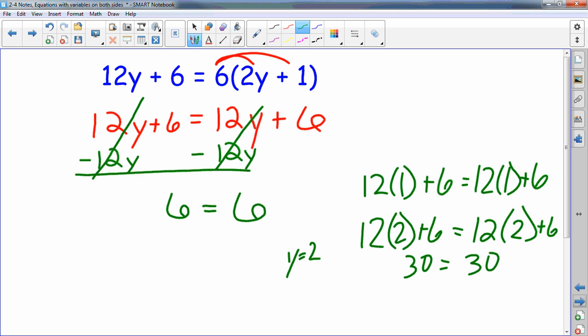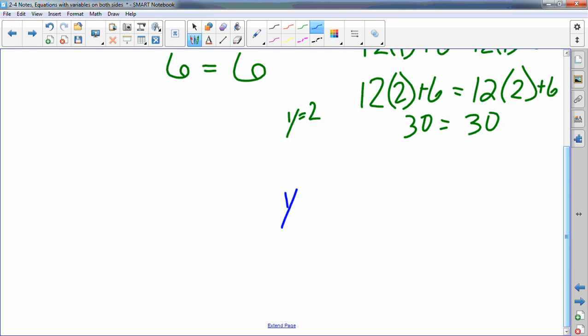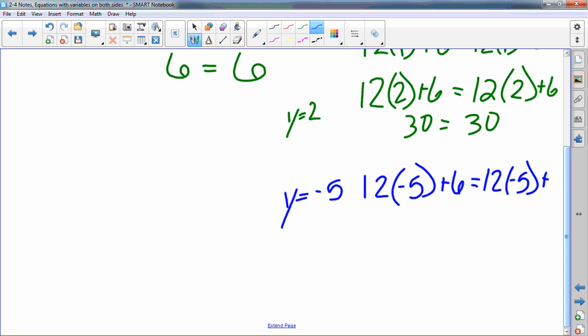So, is there a y that doesn't work here? No. Can you think of one? Are you sure? Maybe a negative. Okay, let's try a negative. So pick a negative one. -5. Okay, let's try y equals -5. So I have 12 times -5 plus 6 equals 12 times -5 plus 6. Does that work too? Yeah, any number works.